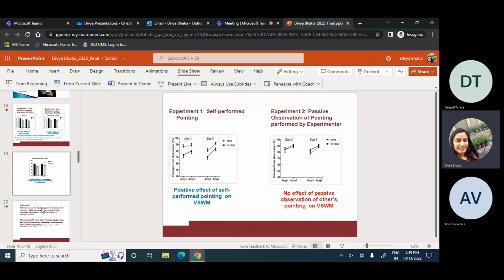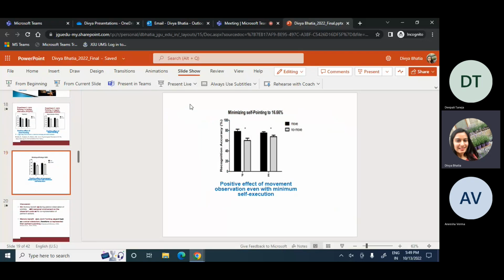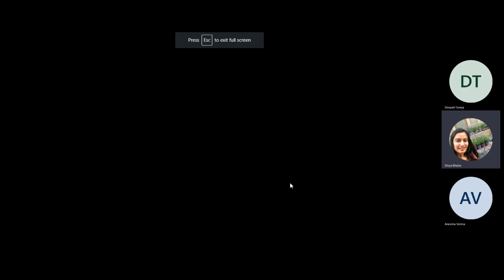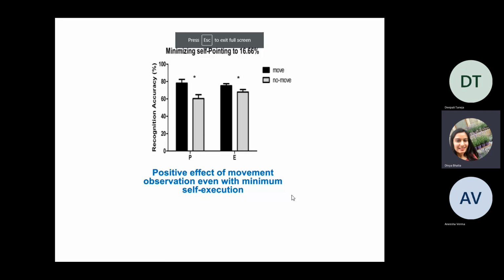Okay, so we were here at the 16.66% condition. This means that when the participant is involved at some level, even if it is 16% of the trials, the effect reappears for the observation condition. So what this suggests is that at this end of the spectrum, there is 100% involvement from the participant and there is a very good memory advantage. On the other end of the spectrum, there is no memory advantage because there is 0% involvement from the participant. And whatever happens between these, we have the memory advantage.